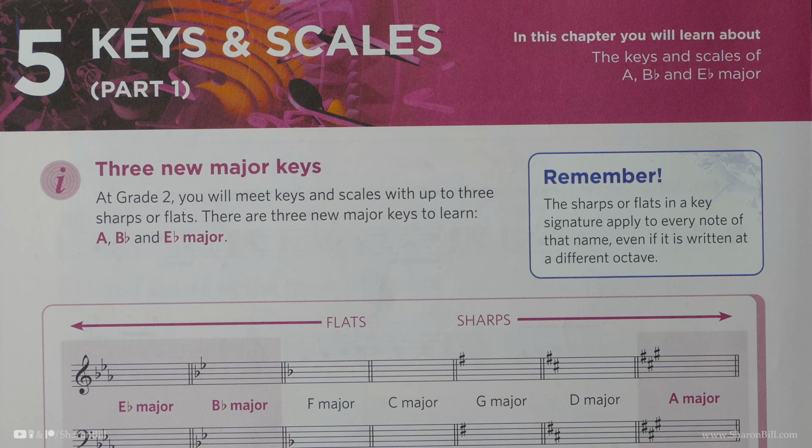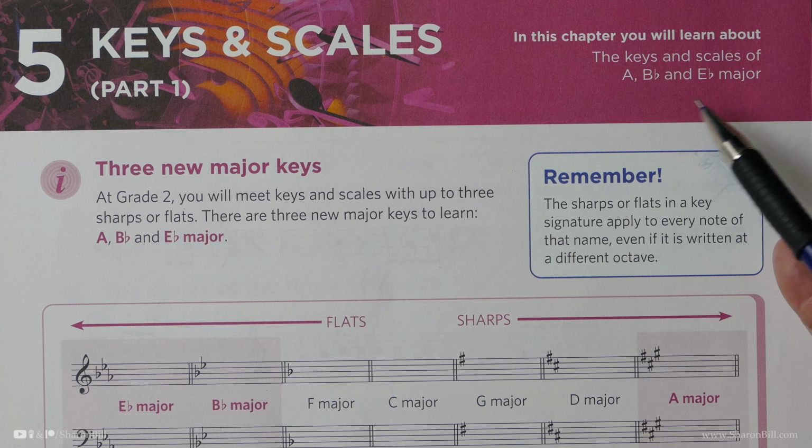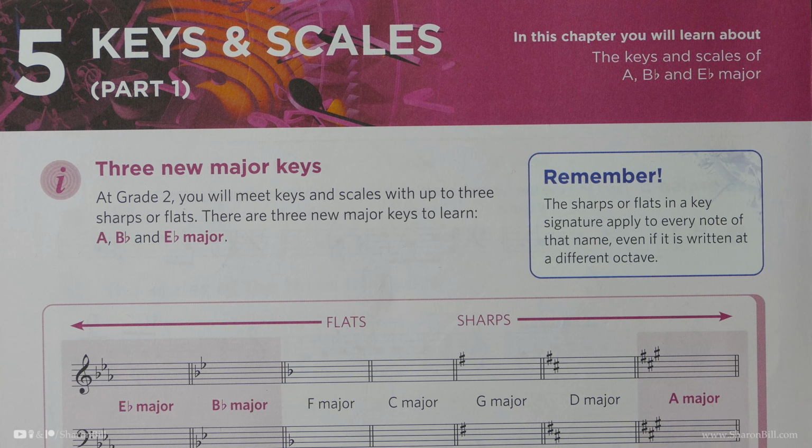We turn now to page 24 of the Grade 2 Discovering Music Theory workbook. We're on to chapter 5, which is part 1 of the topic of keys and scales. And so we learn about the scales of A major, B flat major and E flat major. Really, the only new information here is that we need to remember some more sharps and flats for each major key. But the principle is always the same, just as we learned in grade 1.